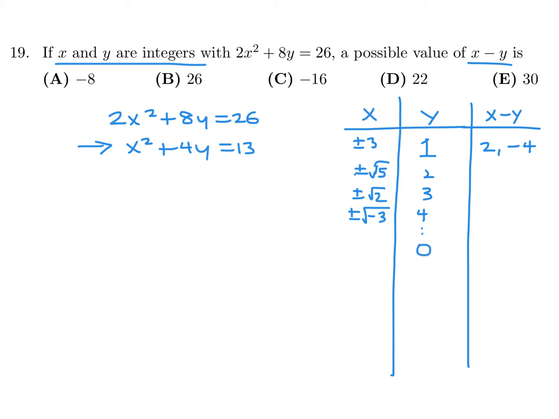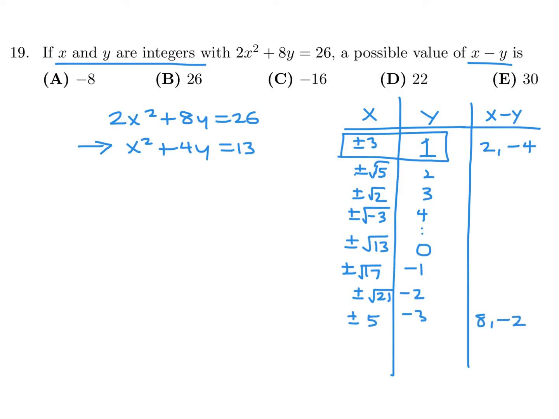So let's go in the other direction, starting with 0 and going to the negatives. If it's 0, it's plus or minus root 13. If it's negative 1, it's plus or minus root 17. Negative 2 is plus or minus root 21. So none of these are integers. Minus 3, okay, you got plus or minus 5, and then this would be 8 and negative 2. Unfortunately, none of those are the answers. Keep going.